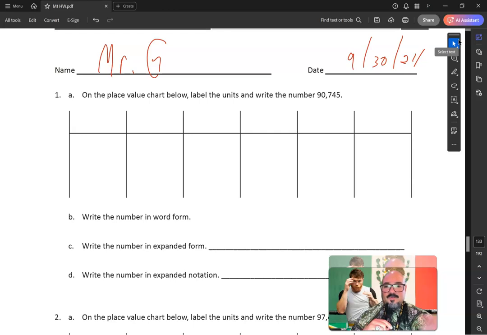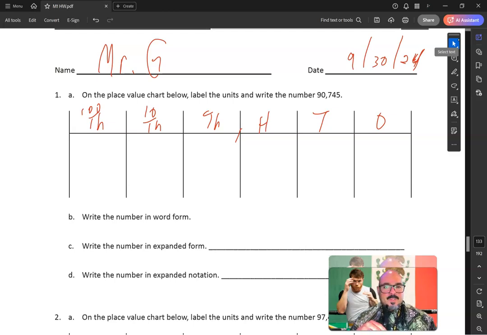On the place value chart below, label the units and write the number 90,745. So first I'm going to label: ones, tens, hundreds, comma, thousands, 10,000s, 100,000s. Now remember, if I go too fast, be sure you can pause the video, stop the video, rewind, whatever you need to do.